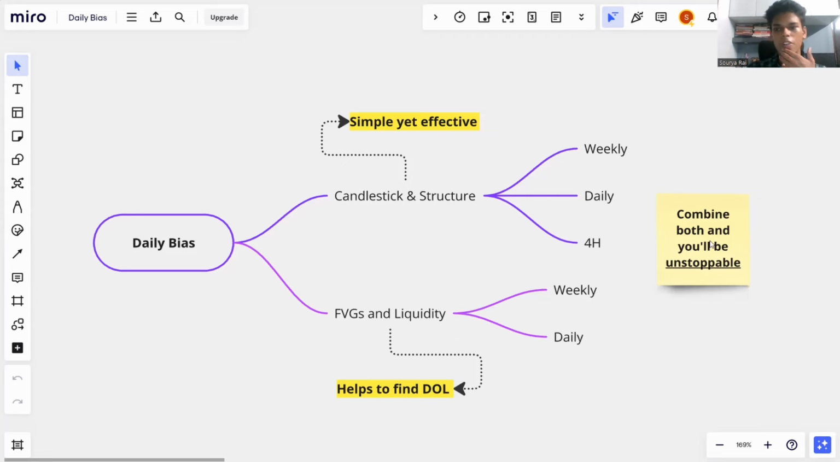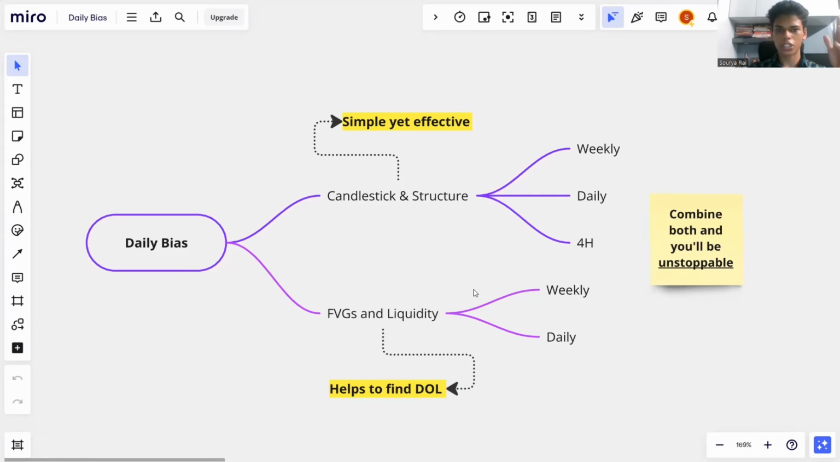And as you can see over here, if you combine both, you will be unstoppable. And in this video, I won't talk about what are FVGs. If you want a separate video for that, do comment in here and I might create a video on that in the future. But now let's get on to some of the examples using these patterns.